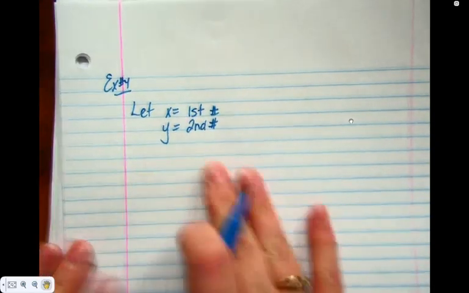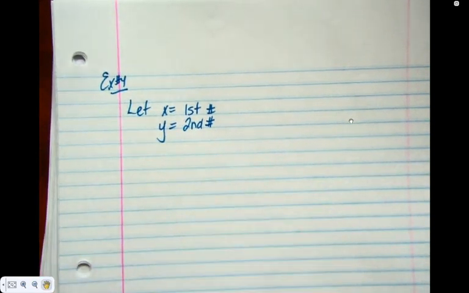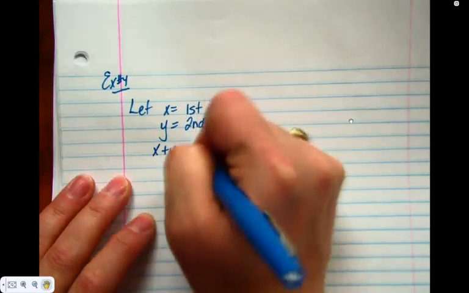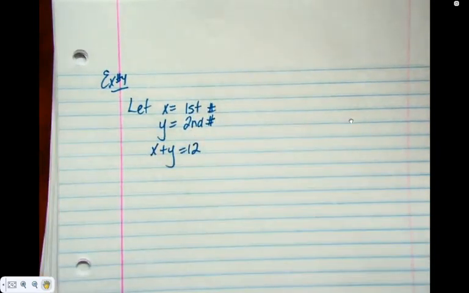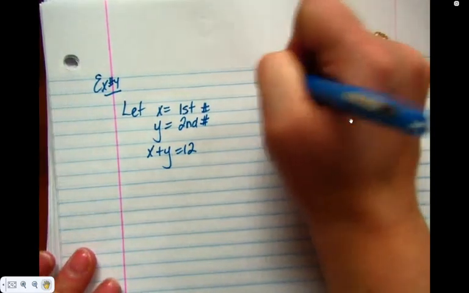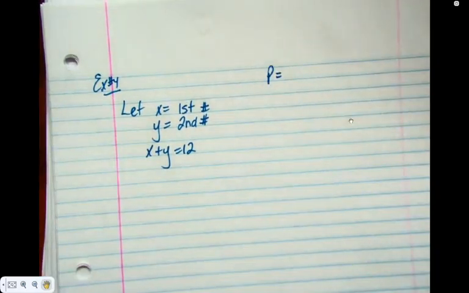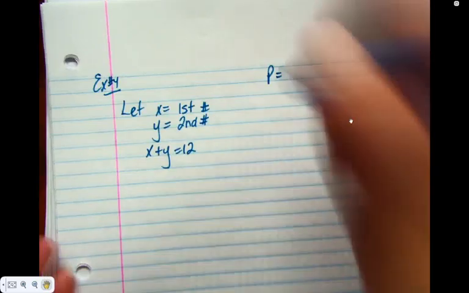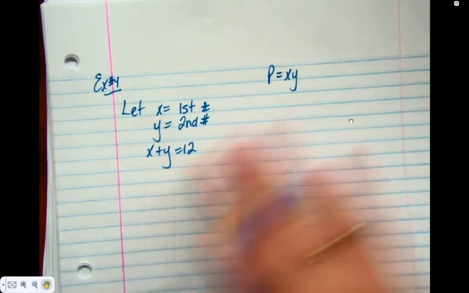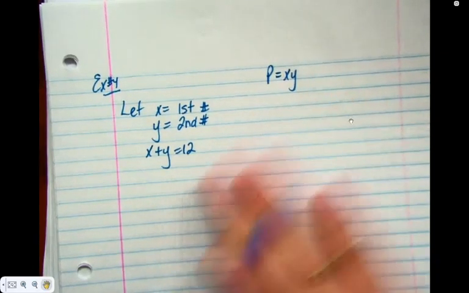I'm going to use the fact that we're given a sum. What does sum mean mathematically? Adding. So I know that x plus y has to equal 12. What I'm trying to find the max or min of is the product, so I'm going to use P to represent product. What does product mean mathematically? Multiply. So I know that xy has to be as big as it can be. You should now kind of see a similarity to dimension.